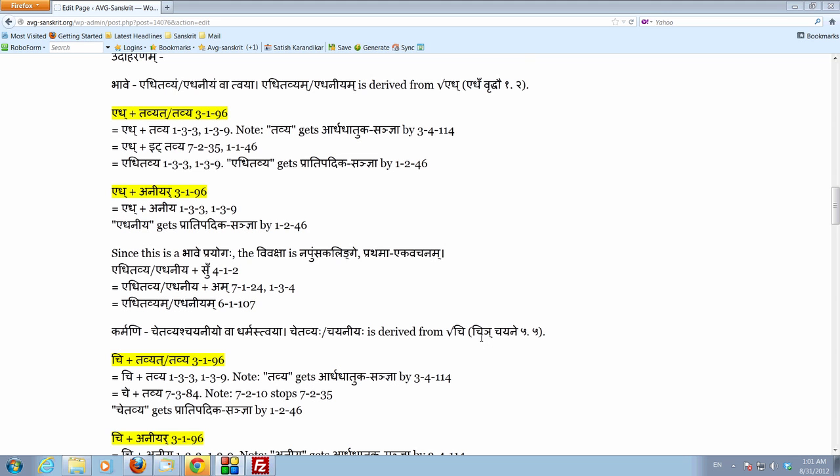Please note that there was a small typo in the earlier recording on the sutram 3-1-96, tavyat tavyaniyaraha. The recording actually was fine. There was a small typo on the screen which you saw. So when we did the form editavyam edhaniyam, at that time when the pratyaya su was added, it said the vivaksha is napumsakalinge. It had incorrectly here prathama purushaha. It should obviously be prathama vibhakti ekavachanam. Everything in the recording was fine. Only thing is that instead of prathama vibhakti, the screen was showing prathama purushaha. So that was a typo. Please make the correction that obviously it has to be prathama vibhakti and not prathama purushaha.